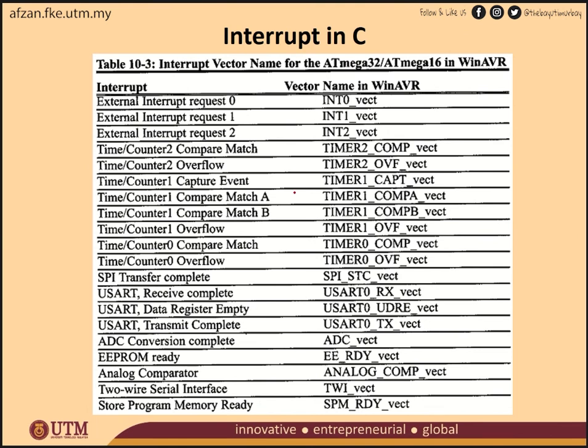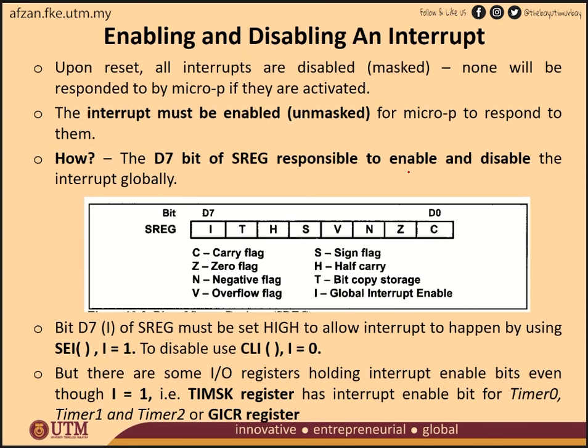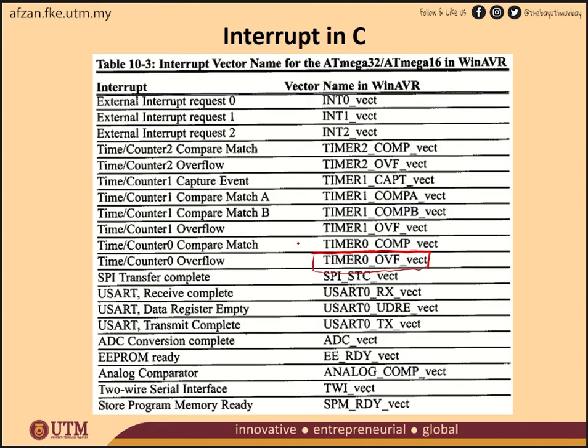Okay, you need to follow this table here. So this is the vector name in a win area. Since you're going to use a timer zero overflow method, the name is TIMER0_OVF_vect. So always refer to this table for the ISR name.